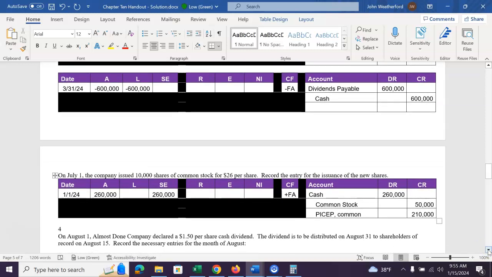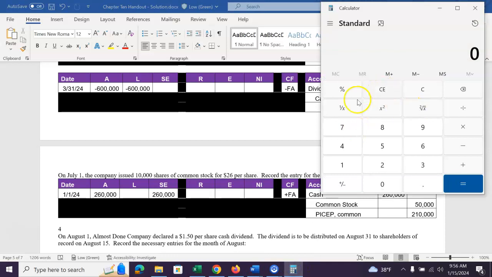Okay, on August 1st, they declared a $1.50 per share cash dividend. The dividend is to be distributed on August 31 to shareholders of record on August 15th. Okay, again, August 1 would be the date of declaration, August 15th the date of record, and the payment date, August 31st. But you guys, we got a little bit of a change here, right?